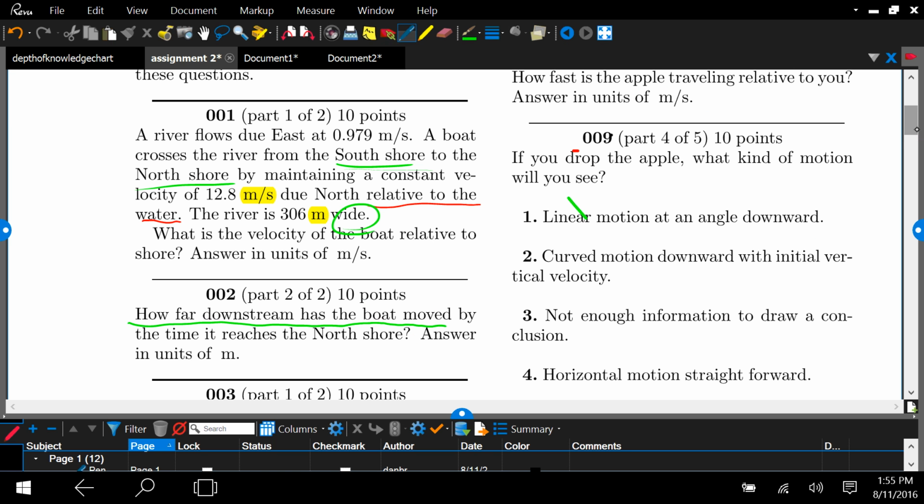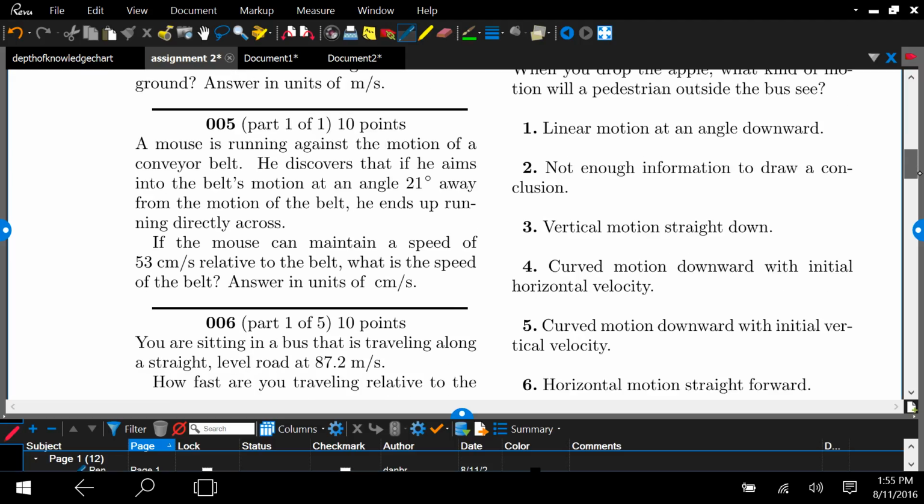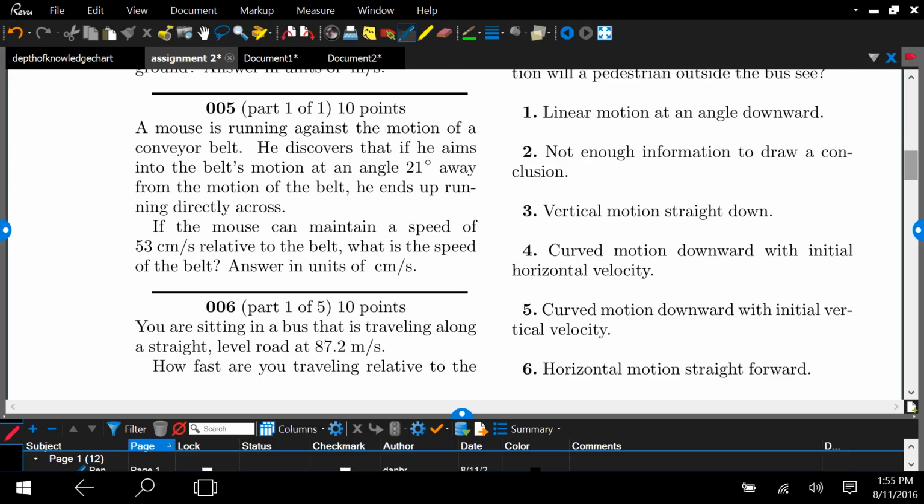The next few questions are very similar. I will make a comment here on number 5. Students often ask a question on number 5, and it's almost one of reading comprehension or semantics. So we have a mouse on a conveyor belt, and he's running at an angle of 21 degrees away from the motion of the belt. But he ends up running directly across.